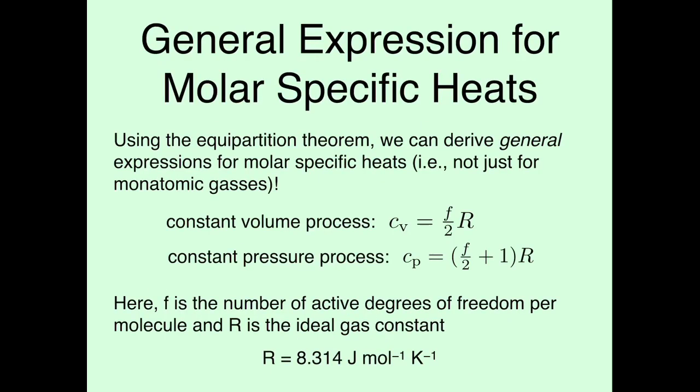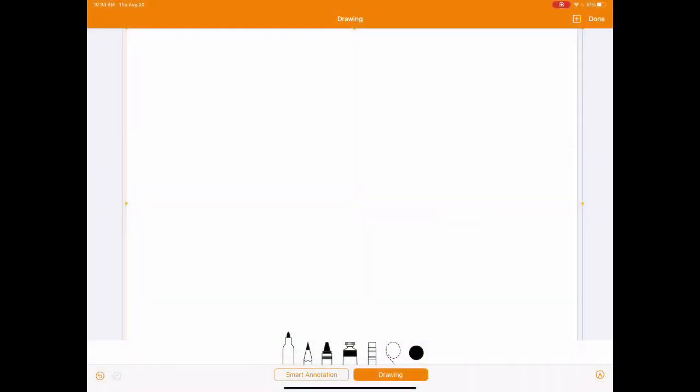Okay, so based on what we just saw, we're going to derive some more general expressions for molar specific heats. I want to remind you that up until this point, we derived formulas for CV and CP, but they only worked for monatomic gases. Now that we have the Equipartition theorem, we can derive more general formulas for these specific heats that don't just apply to monatomic gases. So let's see how to derive those formulas. Okay, so a couple derivations here.